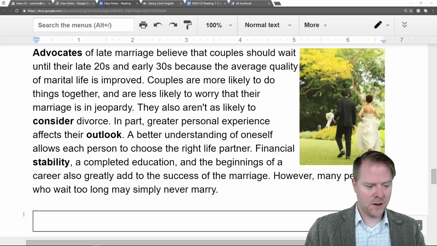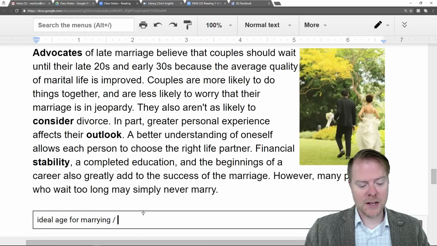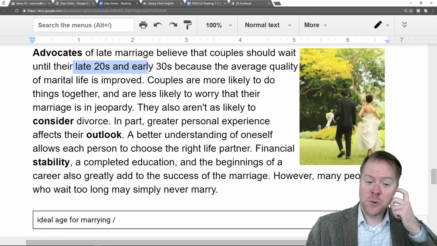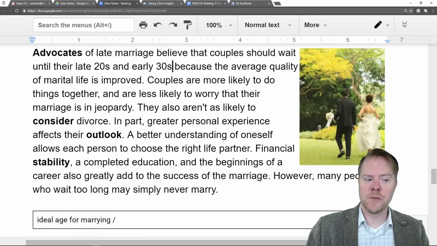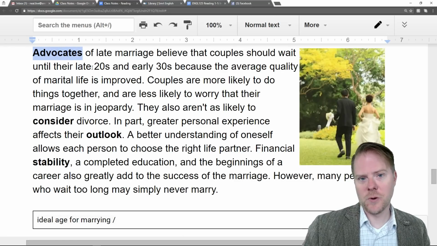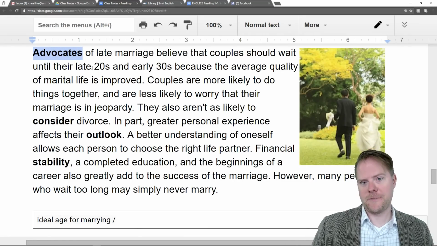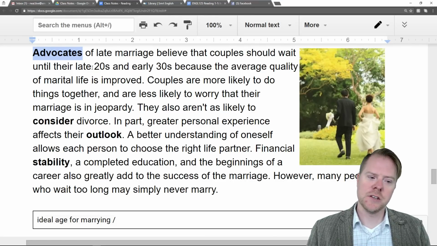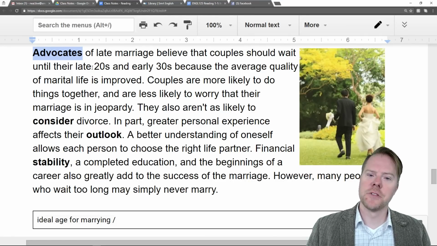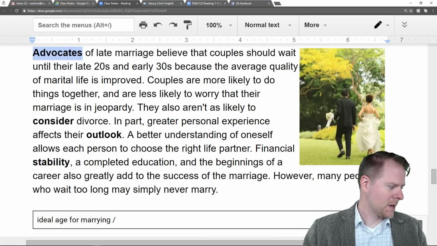And we are talking about age here. Maybe they're talking about the ideal age for marriage, late 20s and early 30s. But remember, these are advocates, so we're hearing people that are recommending their belief, their one side of this issue. So these are what the advocates of later marriage believe.